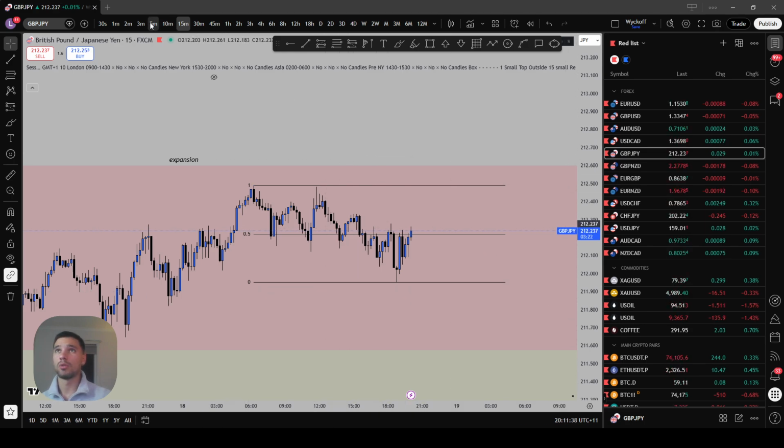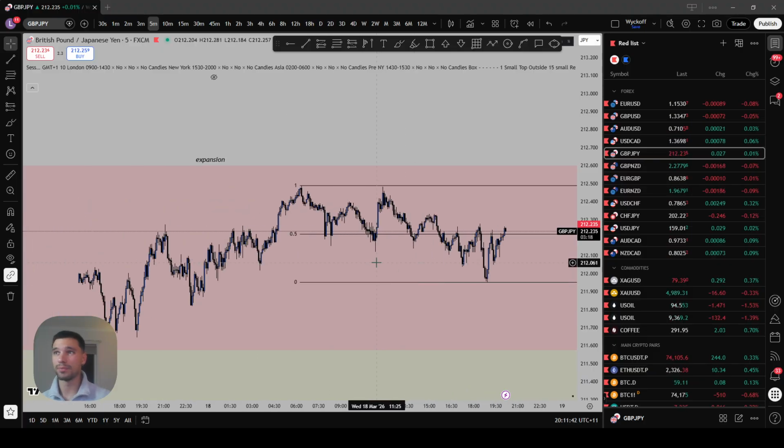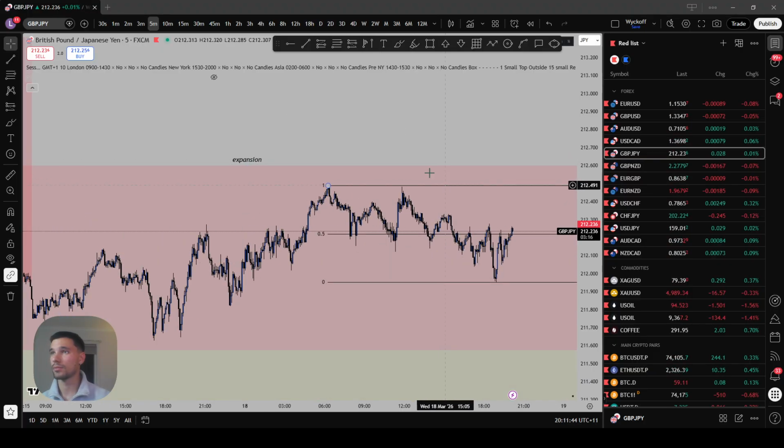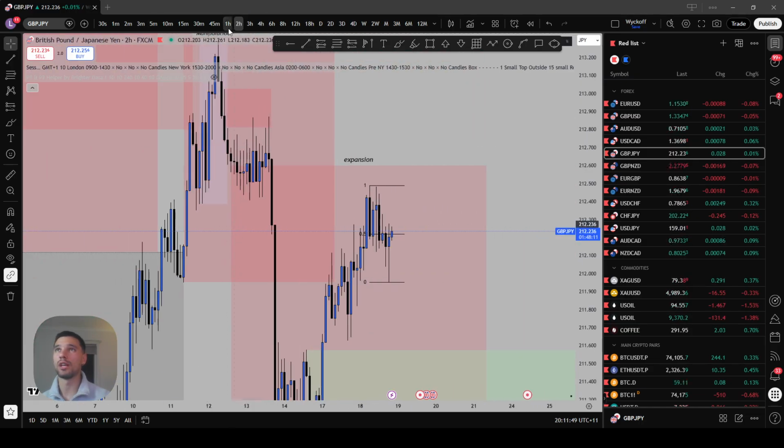Yeah, as of now, I kind of just want to wait and see what price decides to do. It's not the cleanest looking range for now.